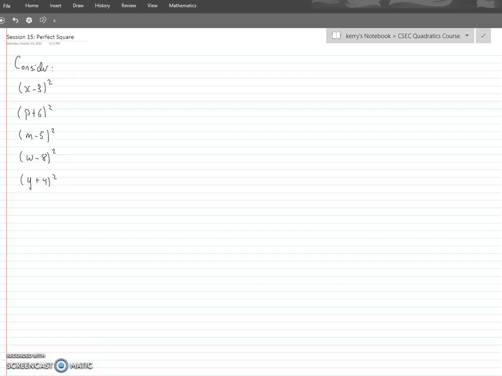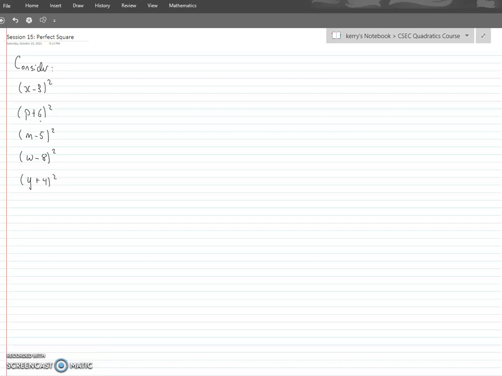If we notice here, all of the variables have power 1: x to the power of 1, p to the power of 1, m to the power of 1, w to the power of 1, y to the power of 1. And if you forgot, anytime a variable is by itself, the power is not 0, it means the power is 1, we just don't write it. So all of these variables, their power is 1. Similarly, their coefficient, a word that we would have discussed before, is also 1.